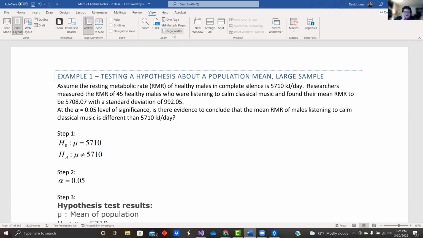And it says researchers measured the RMR of 45 healthy males who are listening to calm classical music and found their mean RMR to be 5,708.07. I guess it should be saying kilojoules per day, with the standard deviation of 992.05.